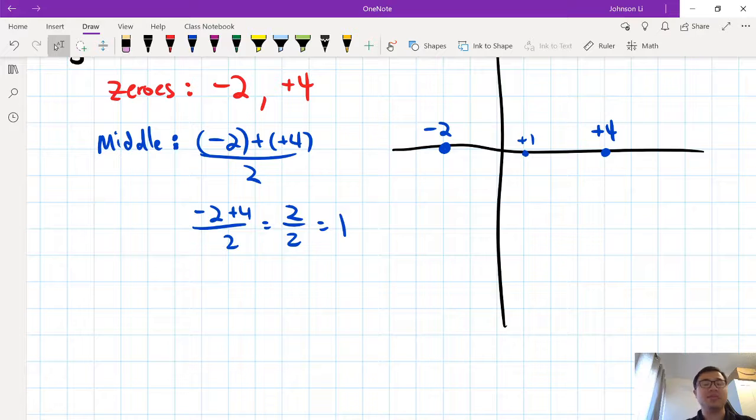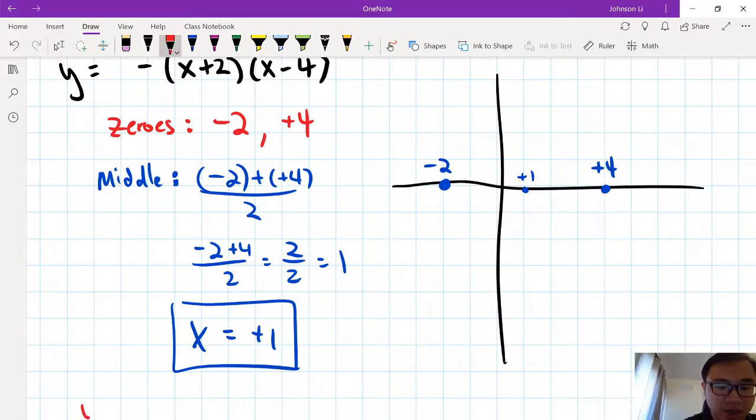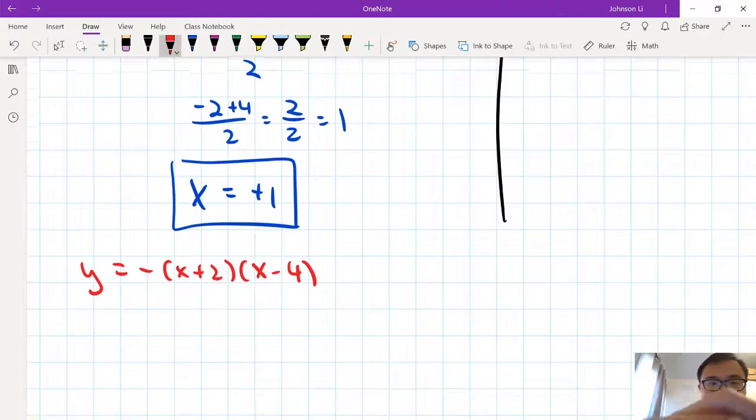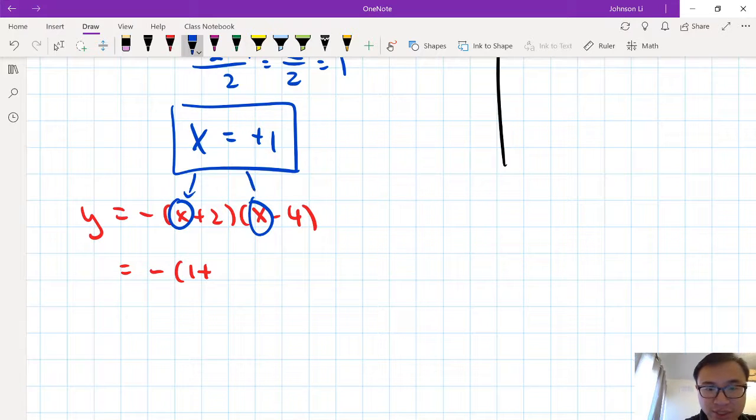And now comes the next step in finding our vertex. We substitute our x as positive 1, because that's what we got here, into our original equation. I'm going to copy our equation back down again. Now we substitute our x, because we know x is now positive 1. We can just write that x as positive 1, because we substituted this in there.